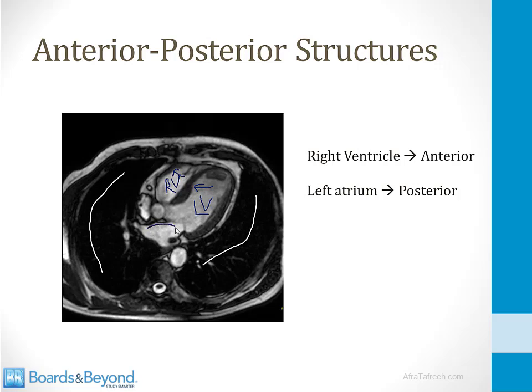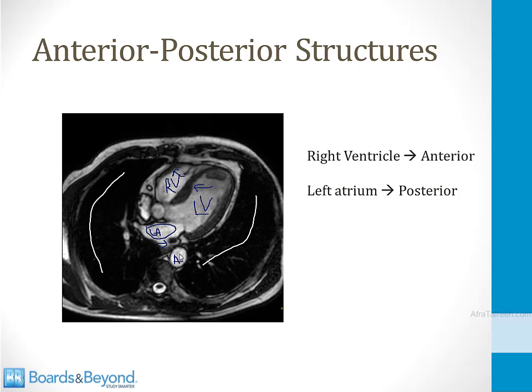This structure in the back of the chest that I'm circling with my pen is the left atrium. Notice that the left atrium sits right on top of this black hole here. That black hole is the esophagus, and it sits just behind the left atrium. Behind the esophagus, you find another circular structure that contains blood, and that is the aorta. So it's helpful to remember that the esophagus sits between the left atrium and the aorta.